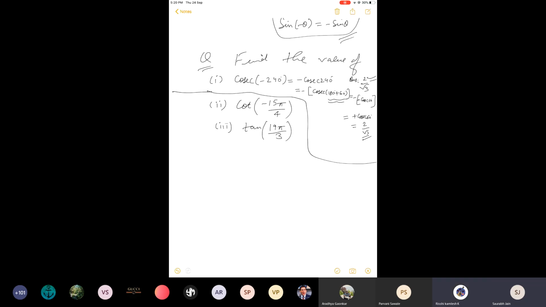So the second is -1. Let us see if your answer is correct. First of all, minus will come outside. Why? Because cot of minus theta is minus cot theta, right?